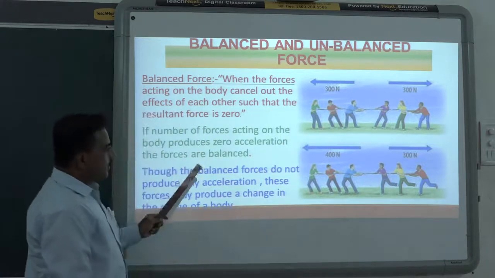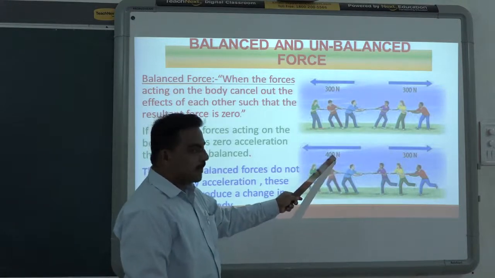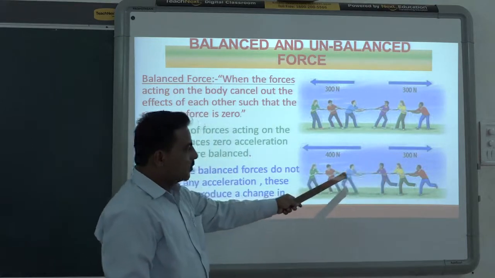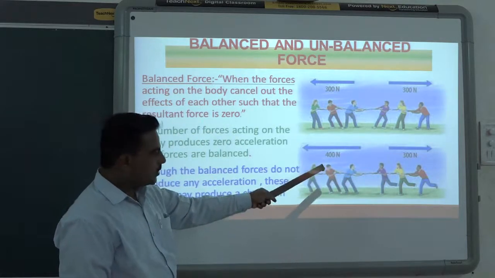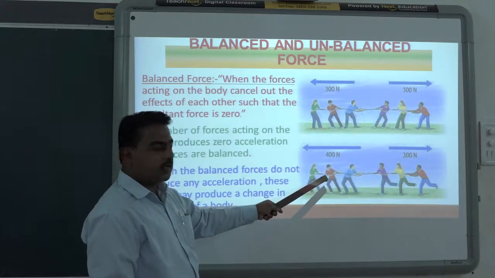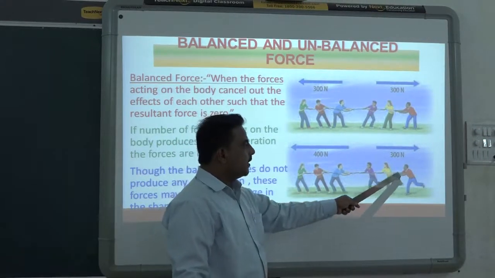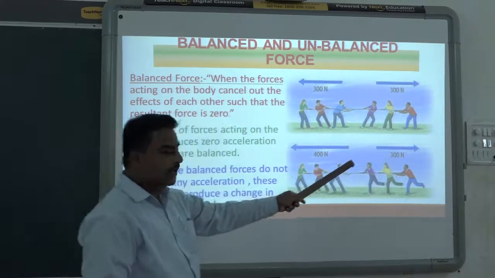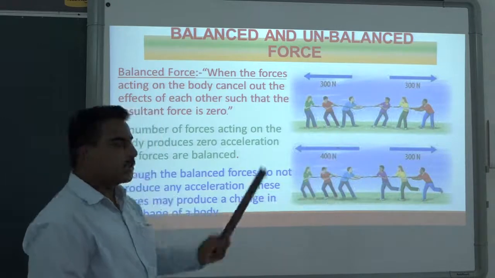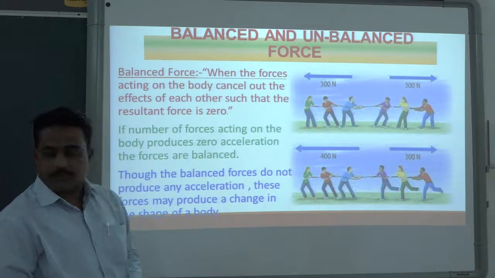While discussing the unbalanced force, we have seen that if the force applied from one end is different from the force applied on the other end, then that force is considered an unbalanced force. Suppose at this end the players apply a pulling force of 400 Newton, and in this direction the players apply a pulling force of 300 Newton. Definitely 400 Newton is more than 300 Newton. This type of force is called an unbalanced force. So we have seen balanced and unbalanced force.